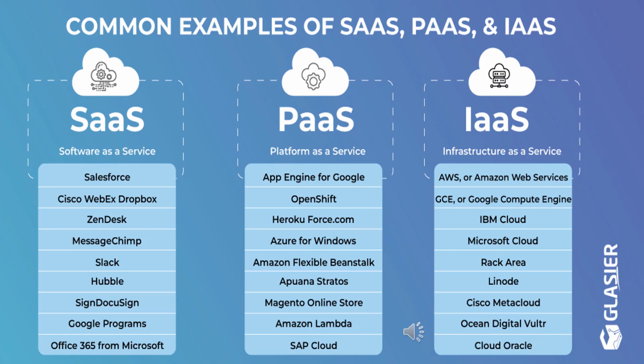IaaS, infrastructure as a service. Now, the most powerful one, IaaS. IaaS means infrastructure as a service. Here, you get full control. For example, Amazon Web Services, Google Compute Engine, IBM Cloud, Oracle Cloud. Real-time example. Let's say you launch a virtual machine in AWS. Now what will you do? Install OS, configure network, install applications, manage security. Everything is your responsibility. Cloud provider only gives servers, storage, networking.